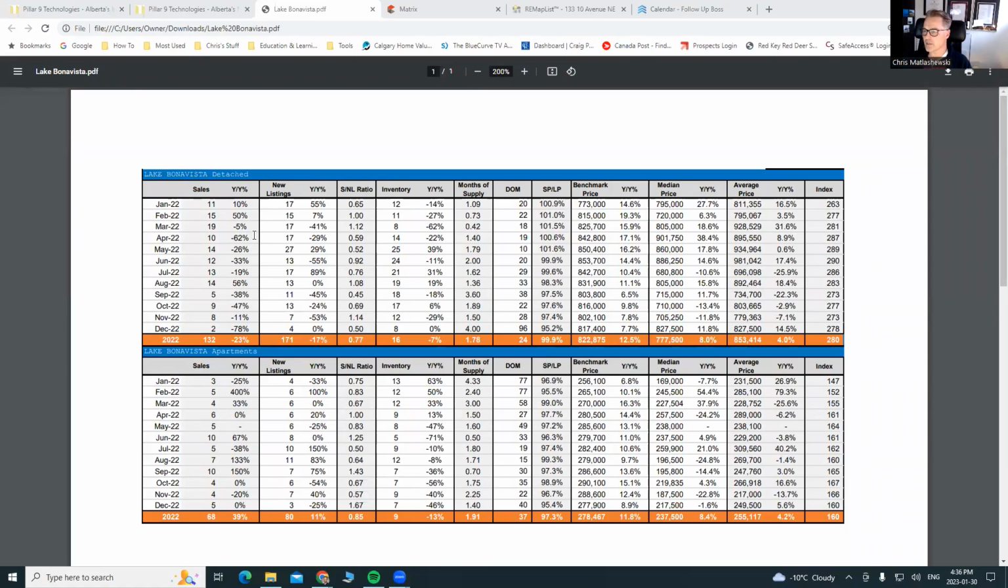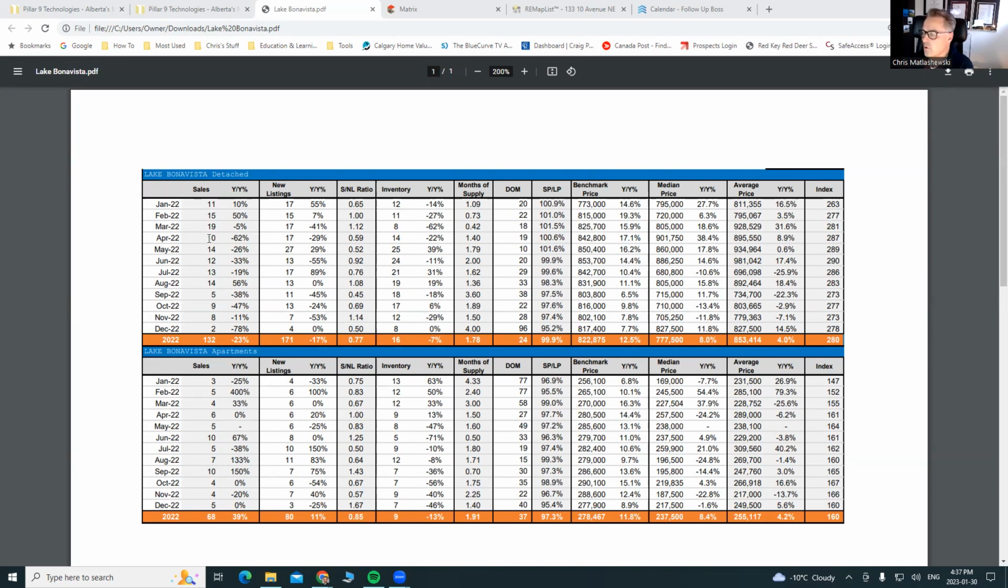With that being said, here we can see the sales data. What's interesting is the amount of sales is down 23%, almost as much as the amount of new listing inventory. So with clients out there, it's harder and harder to find product over the last year, and that may be one of the reasons why we saw a bit of a dip in sales in the community of Lake Bonavista.